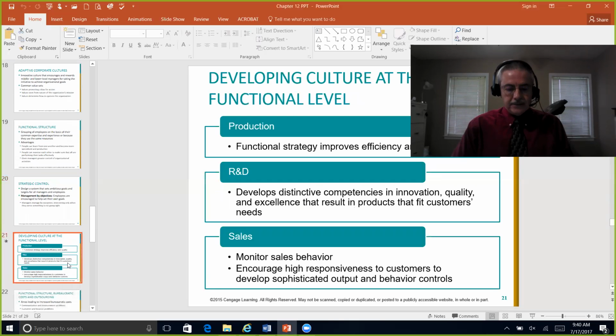Over on page 416, we get into developing a culture at functional level. Typically, three functions are discussed. That's production, research and development, and sales. And in the production standpoint, it's really focusing on improving efficiency and quality in the production process. Economies of scale, economies of scope, utilization of technology, reducing rework, quality improvements.